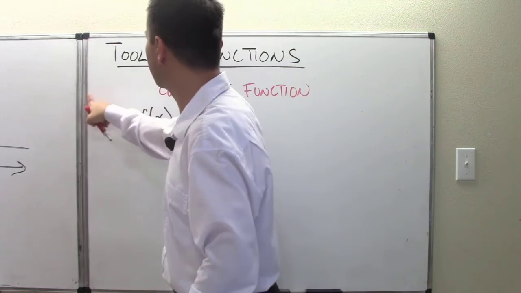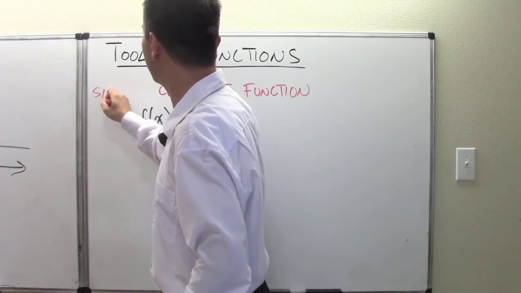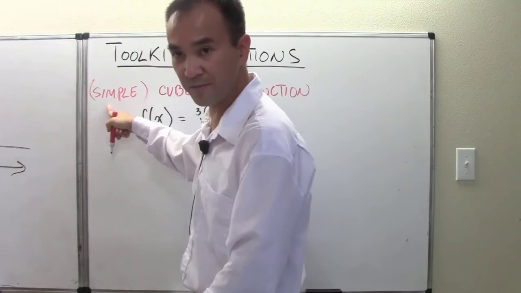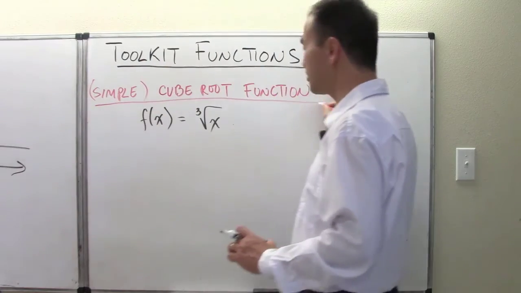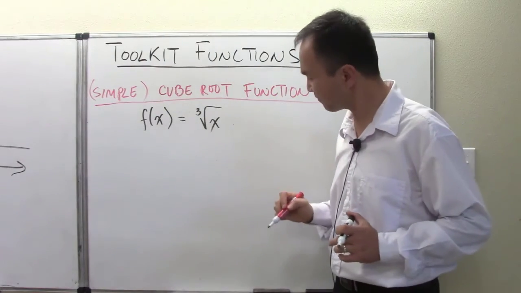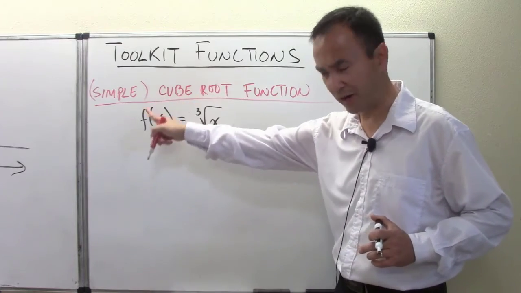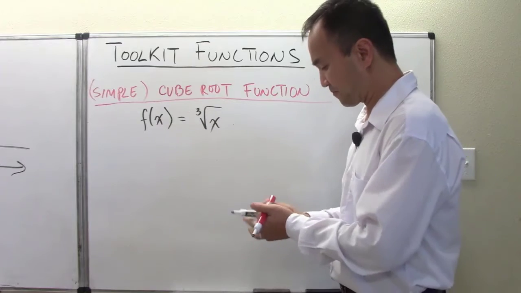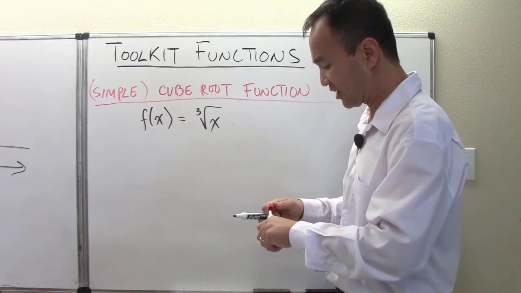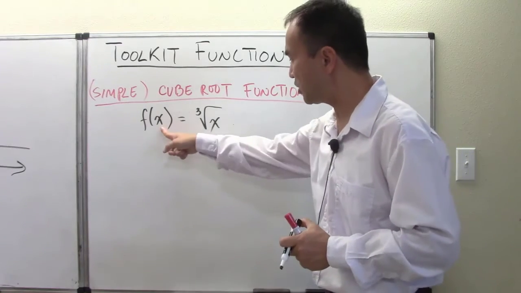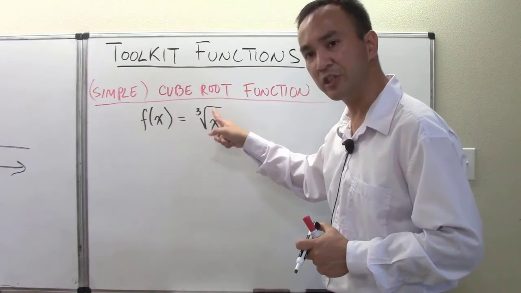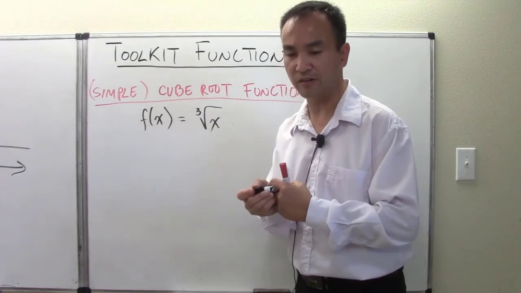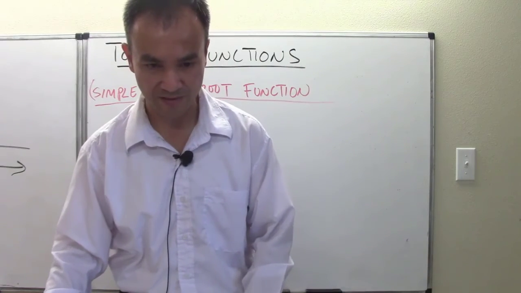But I would call this simple cube root function. It's just my added term to make it a little more clear, because there are many cube root functions. But this specific one right here is a simple cube root function. Just like that, the rule says for every input we take the cube root of the input. Now let me quickly show the graph of the cube root function.